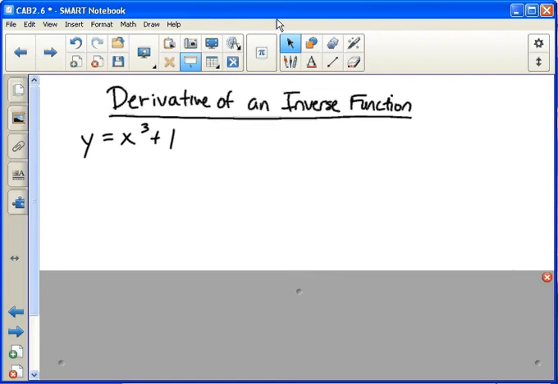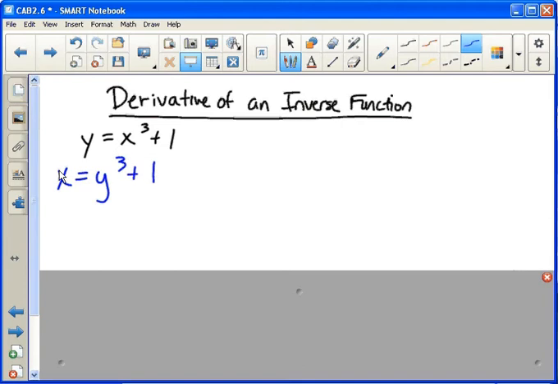So if we have the function y equals x cubed plus 1, and they tell us to find the inverse, then the process is to swap the x and the y, and then solve for y. So I'll subtract 1 from both sides, and then take the cube root of both sides. So x cubed plus 1 and the cube root of x minus 1 are inverses.